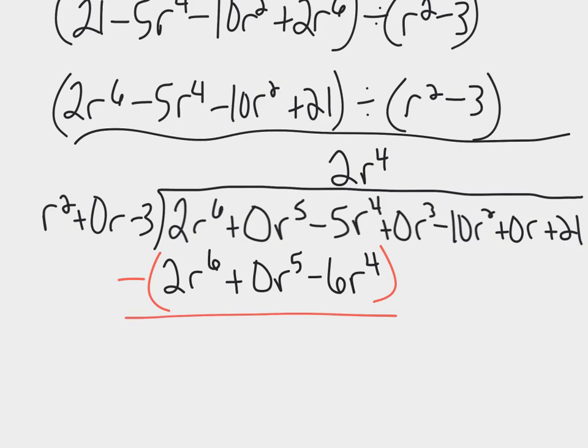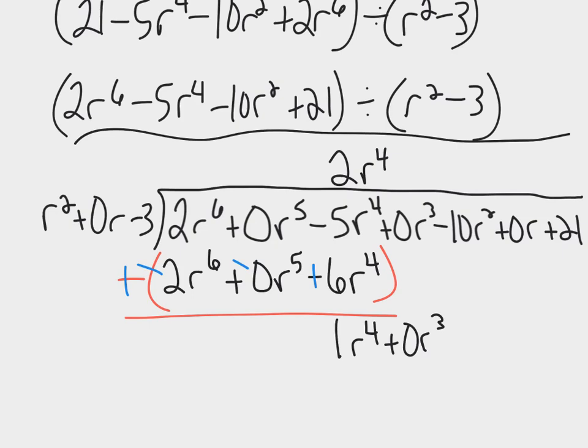So we're going to add the opposites to everything. So the first terms cancel out like they should. Middle term is just 0, so that's gone as well. And so we have 1r to the 4th. And then if you bring down, the next term is 0r cubed.